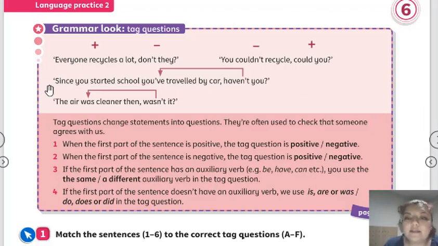And here, as you can see, we have, since you started school, you've, or you have, traveled by car, haven't you? This haven't comes from the have here. Or the air was cleaner than, wasn't it? This wasn't comes from this was. Now, we are going to answer this. It says, tag questions change statements into questions. They are often used to check that someone agrees with us.